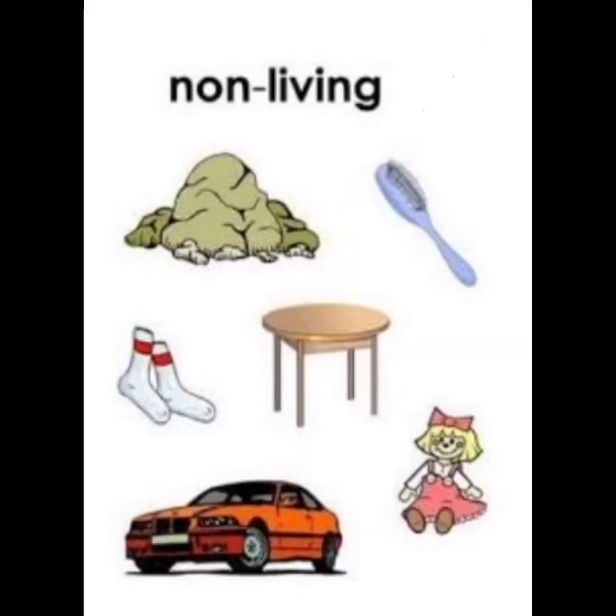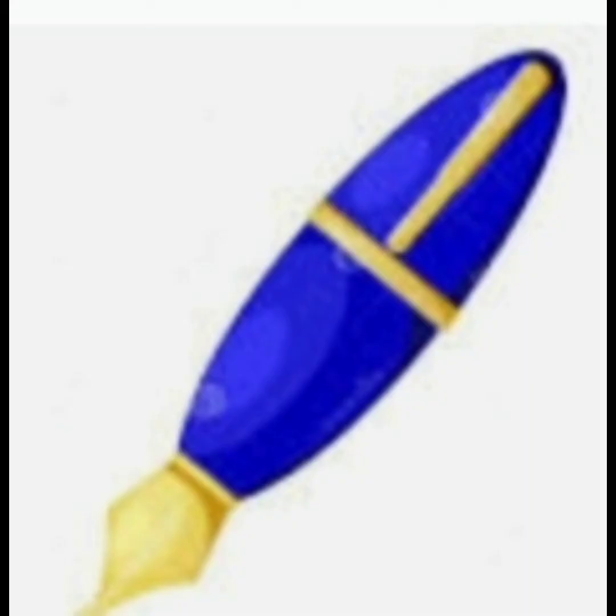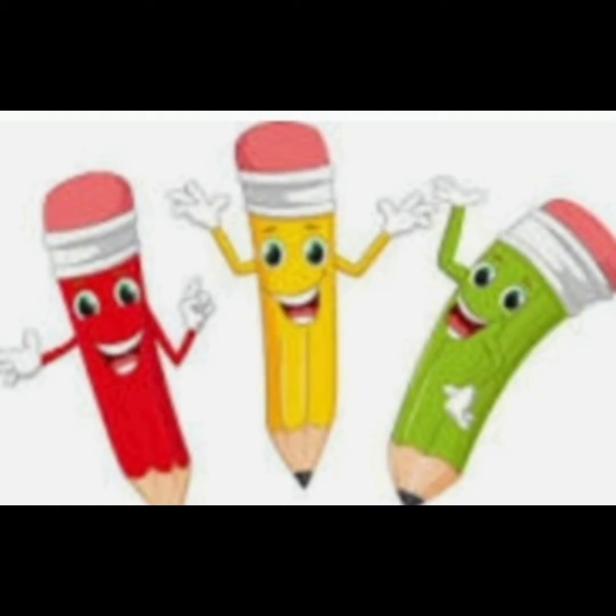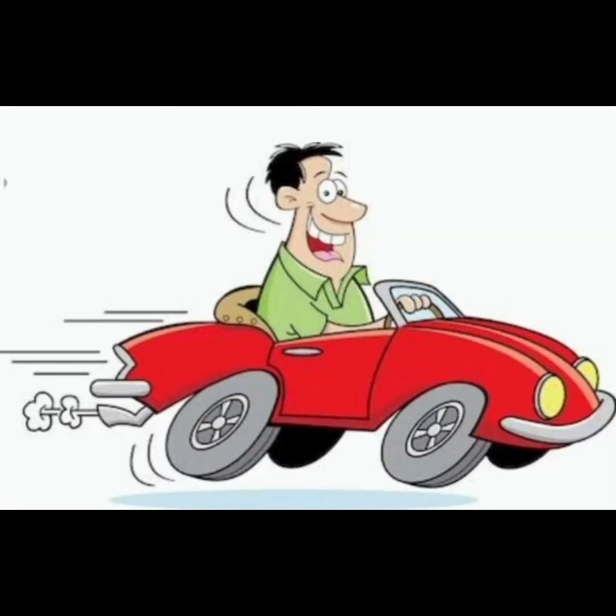Non-living things do not move on their own. They need to be moved by living things. They do not breathe, do not eat, do not grow, do not feel, and do not reproduce. Some examples of non-living things are toys, pen, bag, pencil, stone, book, etc. A car moves. Then why is a car not a living thing? A car moves on the road, but it cannot move on its own. It needs a driver to start the engine and move it. So a car is not a living thing.